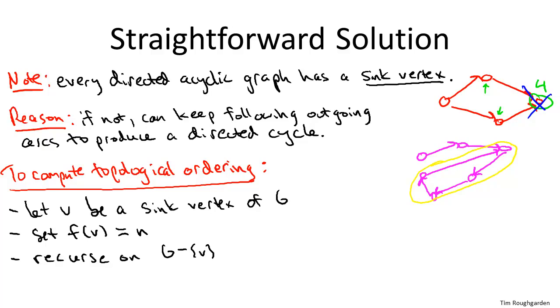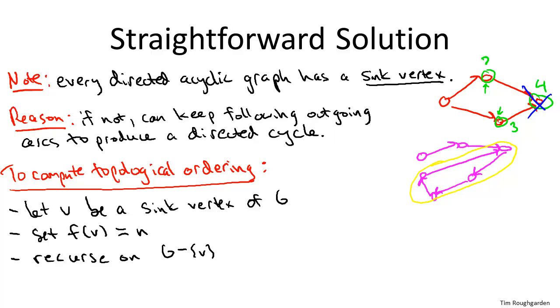But if, for example, we choose this one to be our sink vertex, then that gets the label 3. Then we recurse just on the northwesternmost two edges. This vertex is the unique sink in that graph, that gets the label 2, and then we recurse on the one node graph, and that gets the label 1.